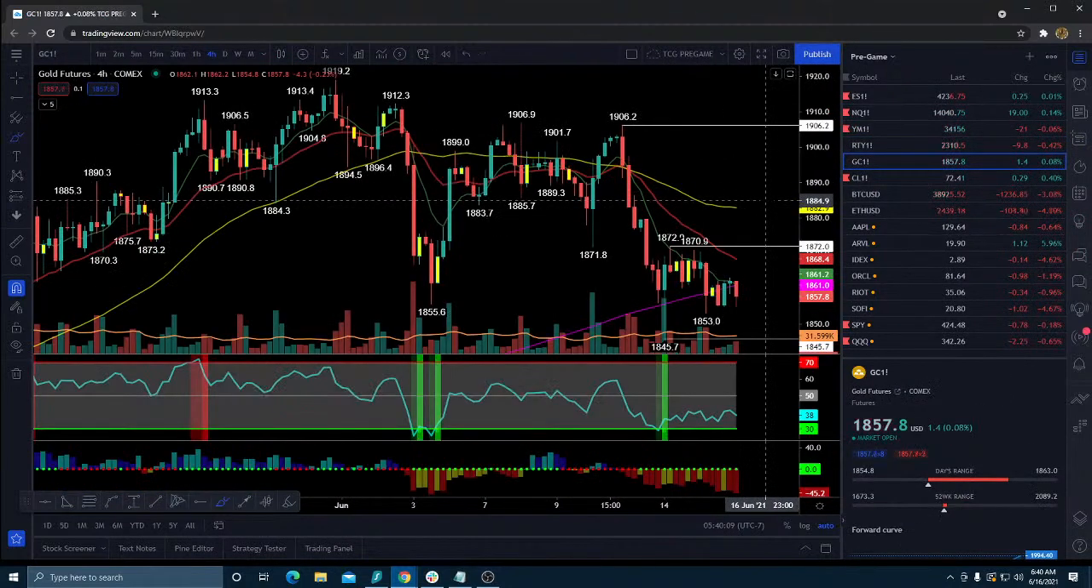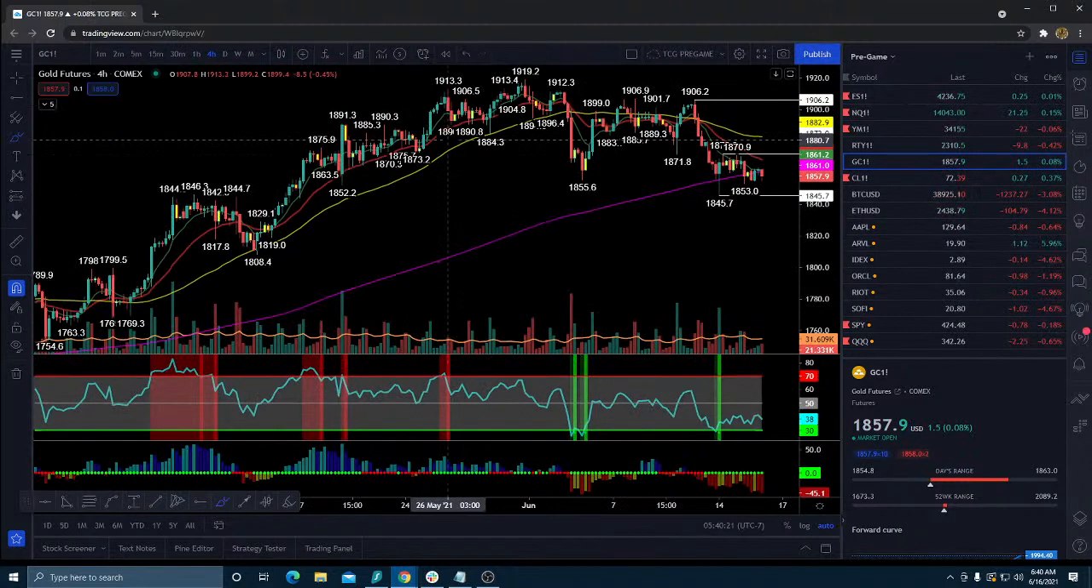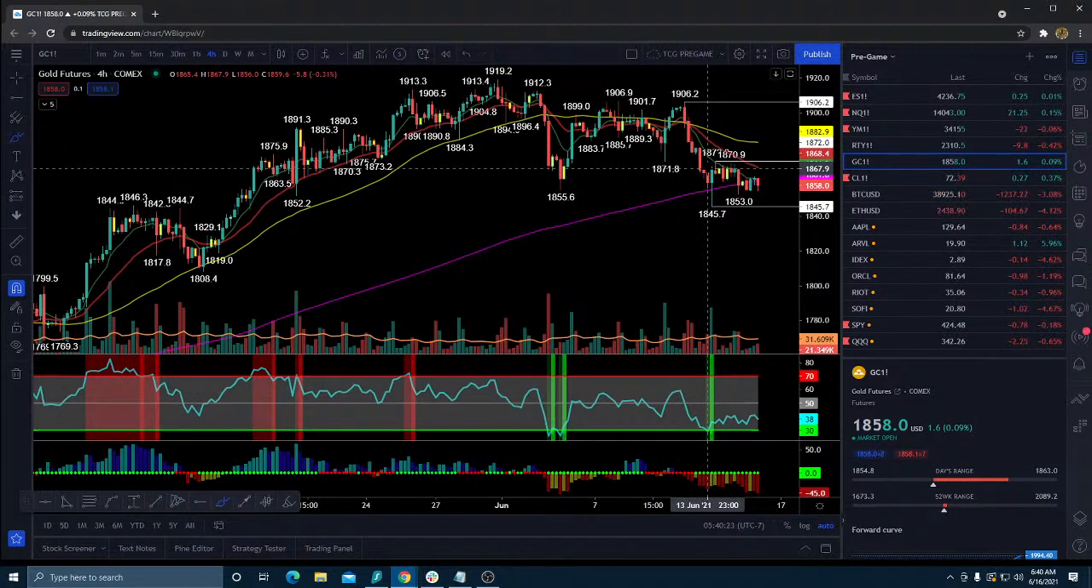Gold. Gold can be the most volatile out of everything else because the dollar gets impacted. So when the dollar goes up, typically gold is inverse, not always, but sometimes. So gold can have some really volatile days.